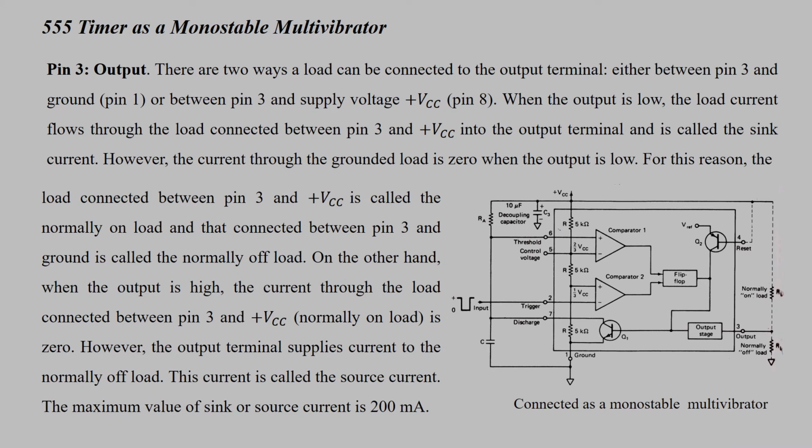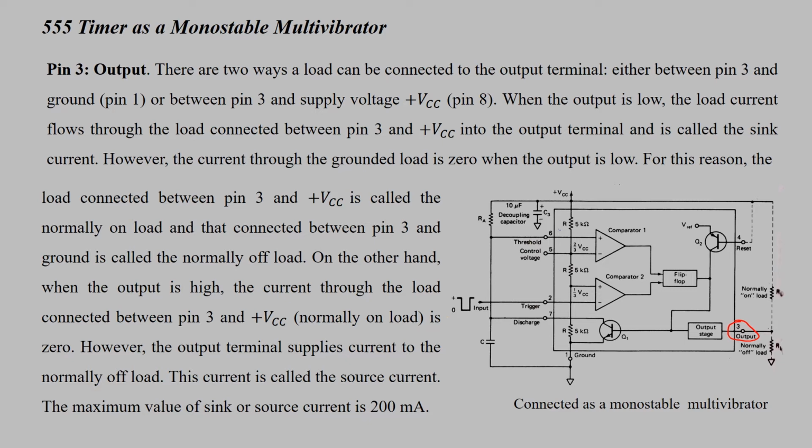Pin 3 is output and there are two ways a load can be connected to the output terminal, either between pin 3 and ground, that is pin number 1, or pin 3 and supply voltage, that is pin number 8. When the output is low, the load current flows through the load connected between pin 3 and plus VCC into the output terminal and is called the sink current. However, current through the grounded load is 0 when the output is low.